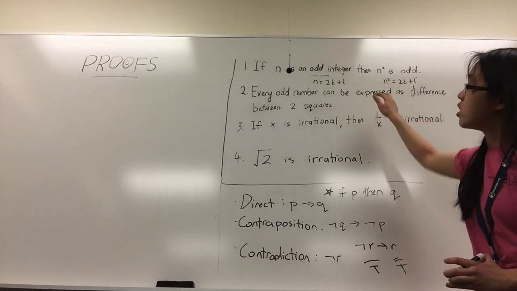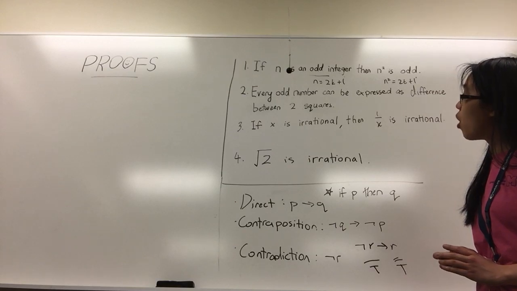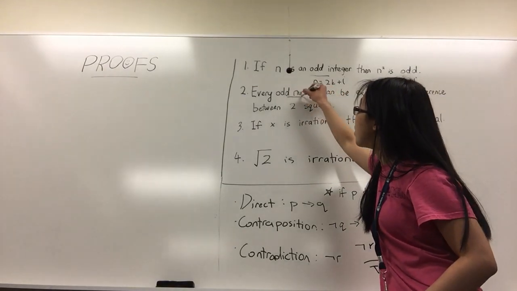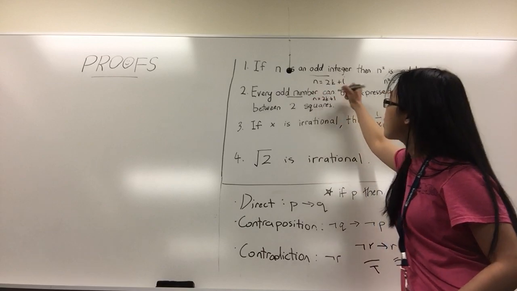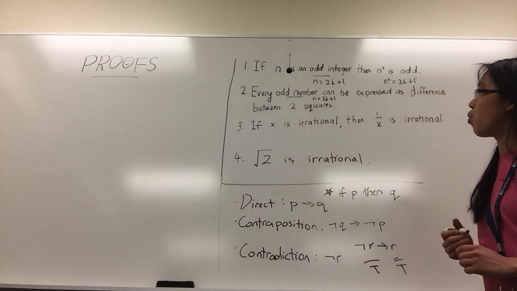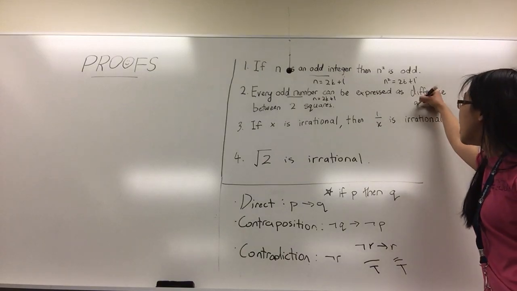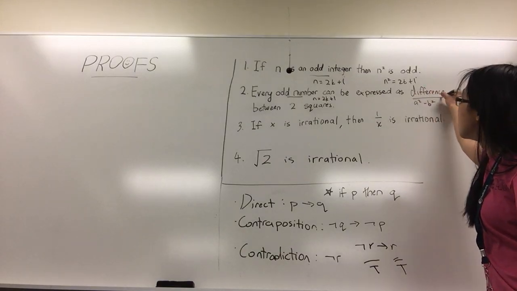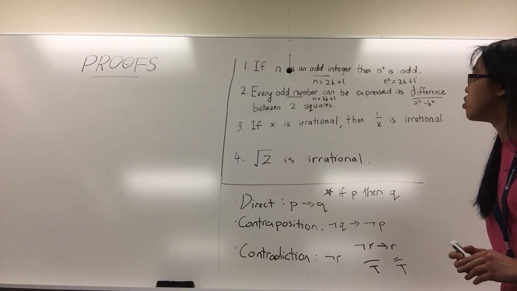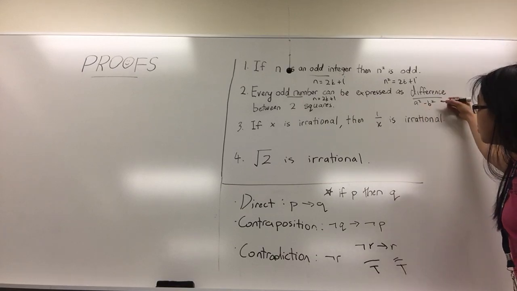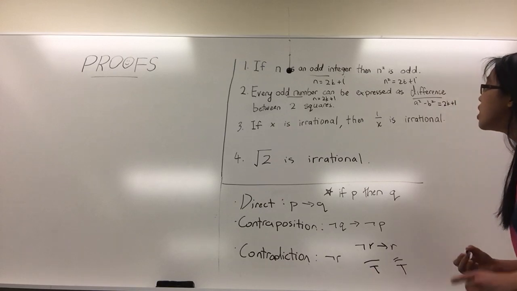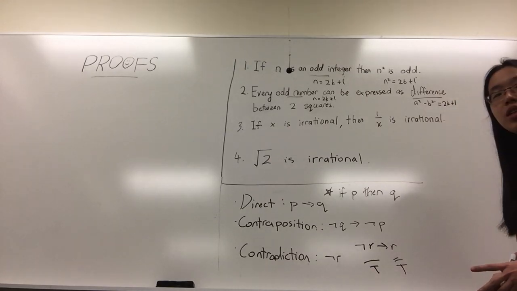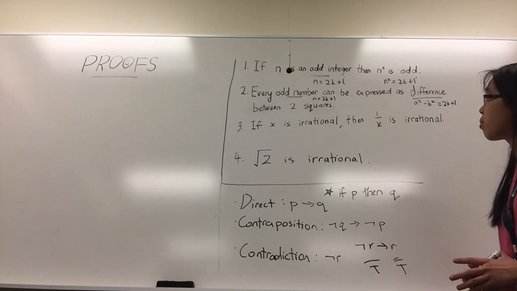Let's move on to the second question. Like every odd number, we see an odd number here as well, and we say n is equal to 2k plus 1. The difference between two squares, a squared minus b squared. What this proof wants us to show is that a squared minus b squared can be expressed in the form 2k plus 1. That seems pretty direct as well. I think we can try the direct proof.